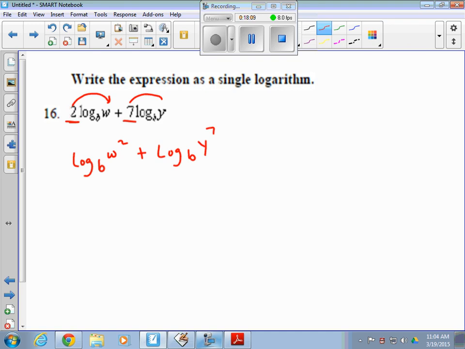Next thing you want to do, remember, addition pairs with multiplication. Both of them are log base b. So it becomes log base b of w squared, it was plus, so it becomes multiplication, w squared times y to the 7th.